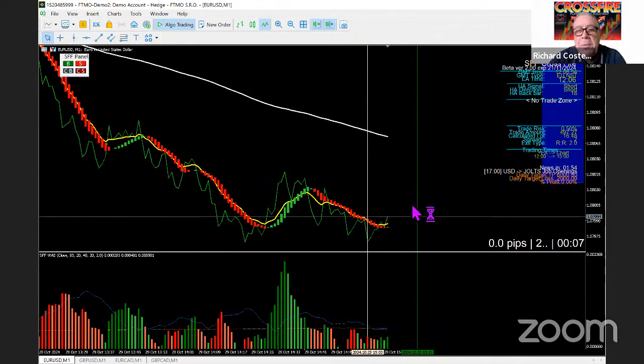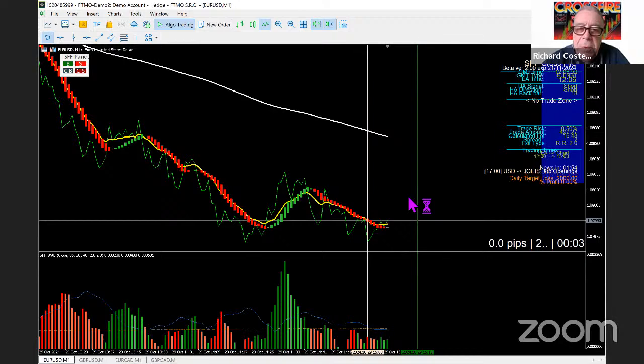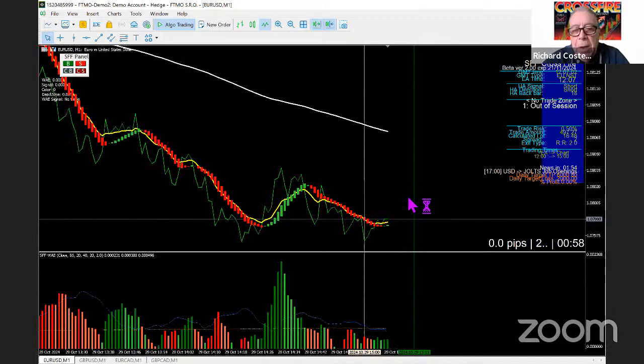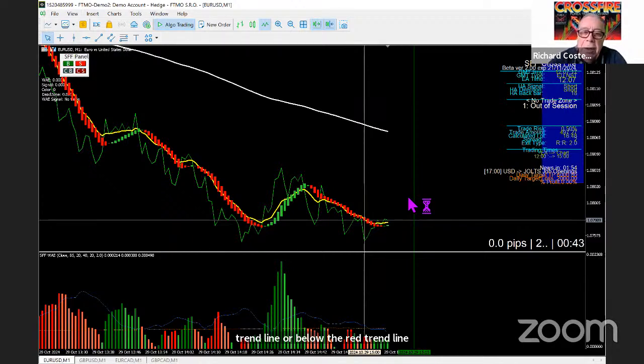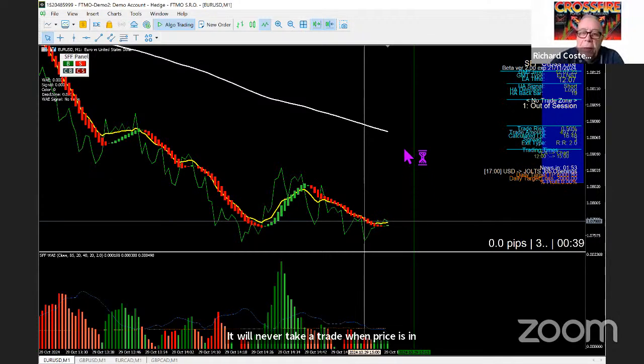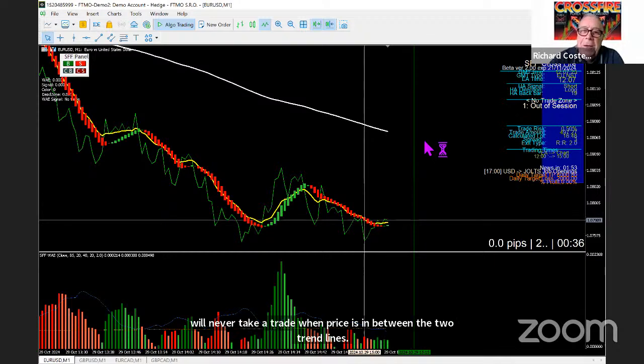When the last candle closes, the trading assistant will draw a red trend line and a green trend line. And the first thing that the trading assistant looks for is for price to either break above the green trend line or below the red trend line. It will never take a trade when price is in between the two trend lines. As long as we're looking before the crossover.